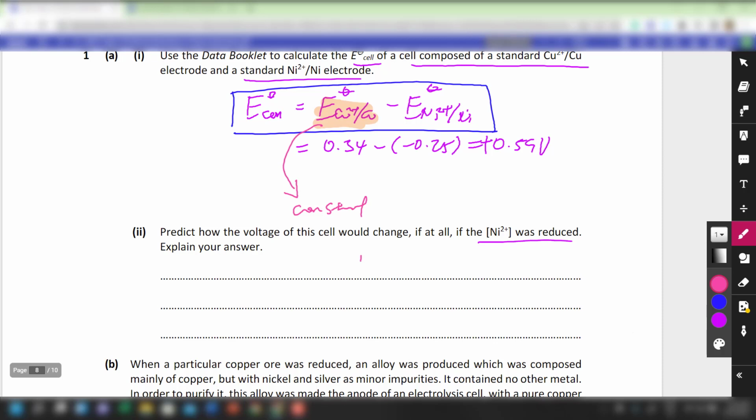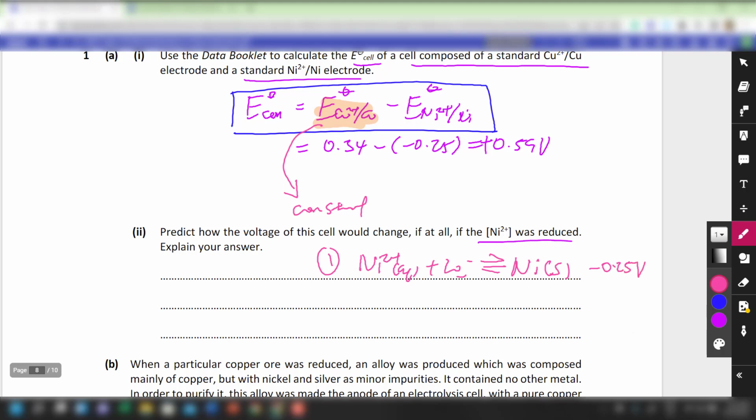So first of all, we need to write an equilibrium expression involving nickel 2 to give us nickel. So that's nickel solid. Over here we are aware that when the concentration of nickel 2 is being reduced, I expect the position of equilibrium of the reduction of nickel 2 to become more negative, because this value is given to us as negative 0.25 volts.